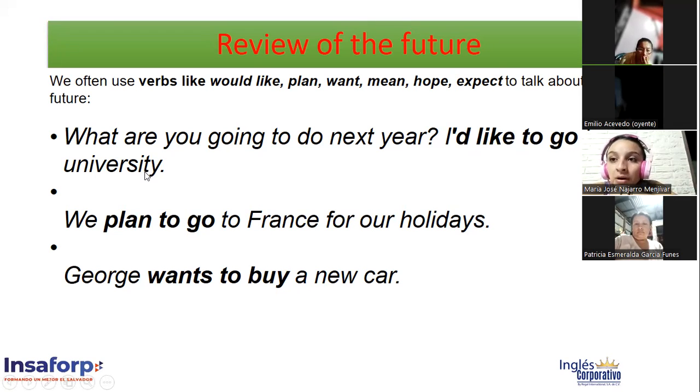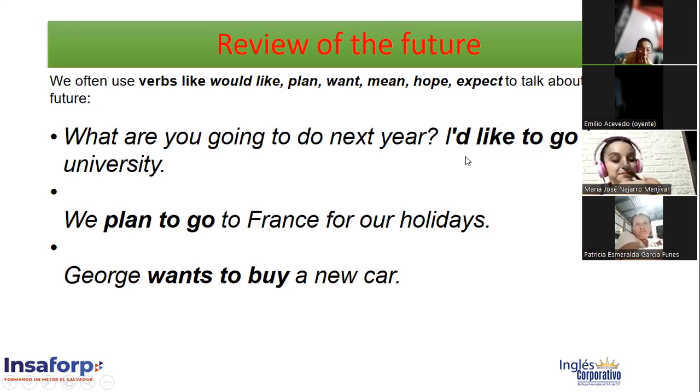Okay. What are you going to do next year? I'd like to go to university. We plan to go to France for our holiday. George wants to buy a new car. Exactly. So we can use these expressions or these verbs also for the future, to talk about the future.